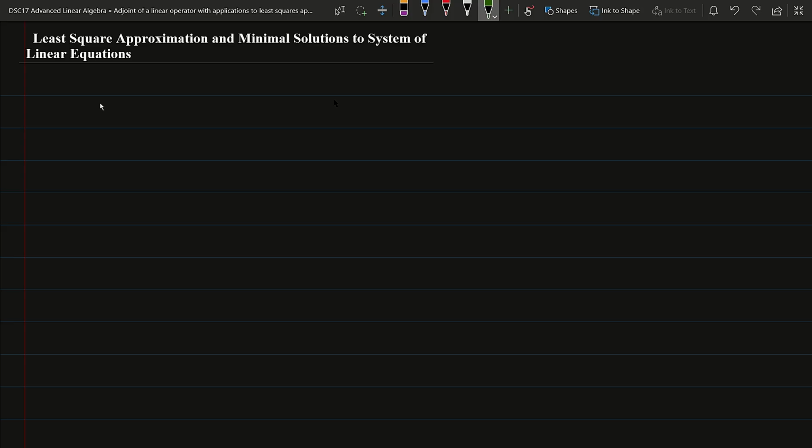Welcome back to our discussion of adjoint of a linear operator. In this lecture, we will discuss least square approximation and minimal solution to system of linear equations. Before going to the main topic, let me discuss some important concepts that are required to establish the discussion of least square approximation and then minimal solutions.